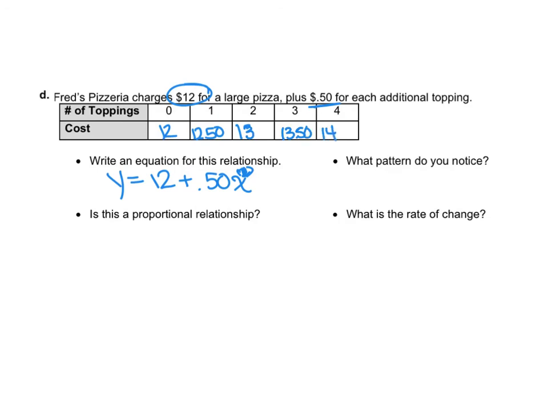So what pattern do you notice? We notice that it goes up by 50 cents for each additional topping. Is this a proportional relationship? The answer is no, because it started at the 12. And what's our rate of change? Well, the rate of change is then 50 cents.